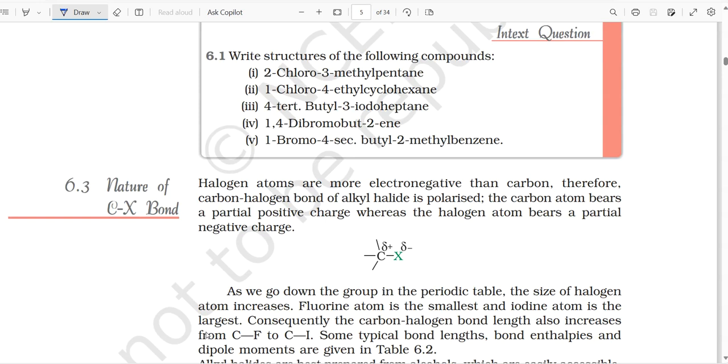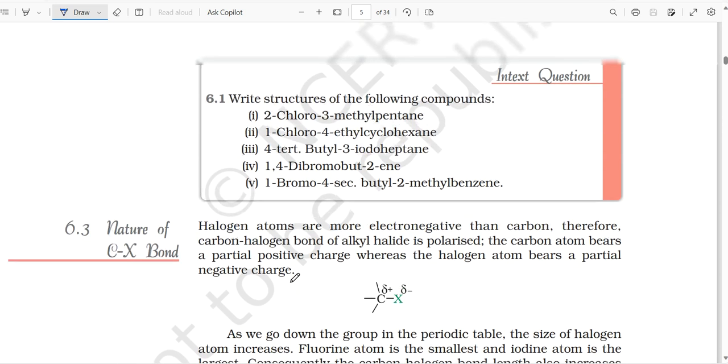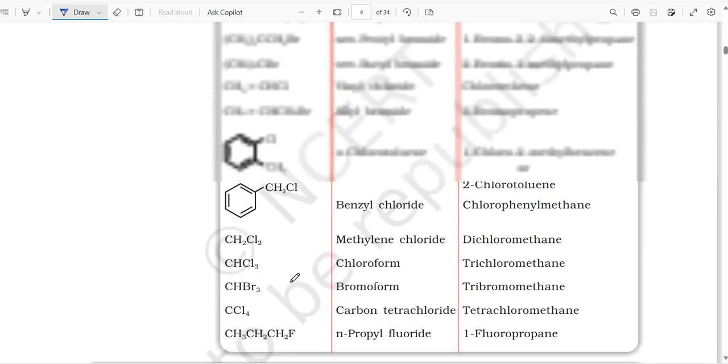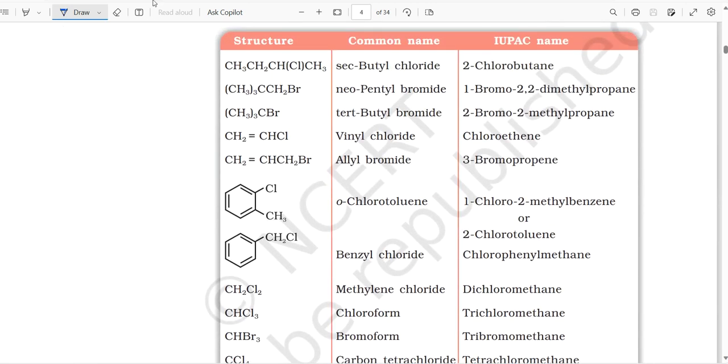In the previous classes, we discussed the nomenclature. In part 3a, we discussed the nomenclature of various organic compounds, and how to name the given compounds. Here are the compounds we discussed previously.